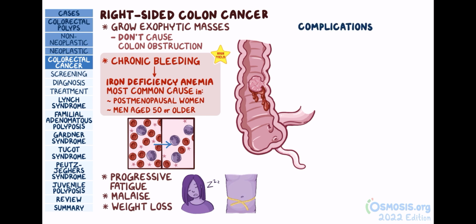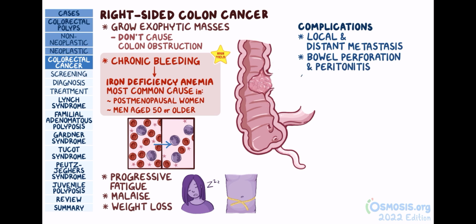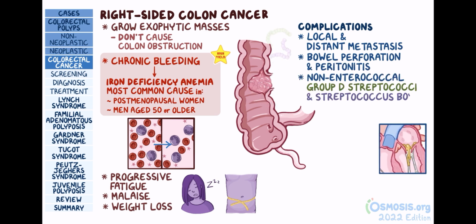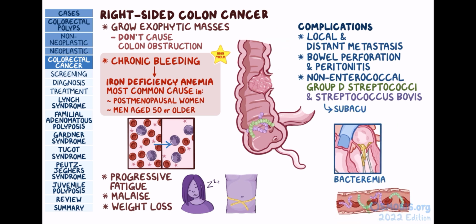Common complications of colorectal cancer include local and distant metastasis, but also bowel perforation and peritonitis. Non-enterococcal group D streptococci and Streptococcus bovis can also cause bacteremia and subacute endocarditis.